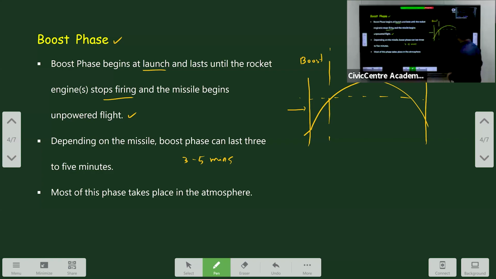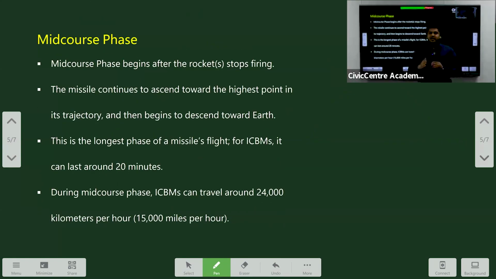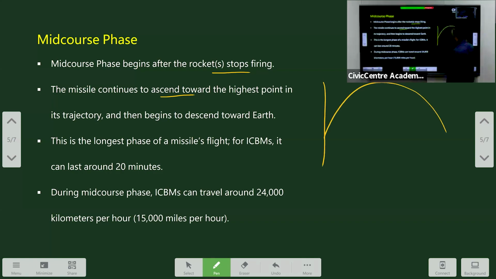Now, talking about the second phase, which is nothing but the mid-course phase. The mid-course phase begins once the missile starts the unpowered flight. After the rocket engine stops firing, this missile continues to ascend towards the maximum height, because the trajectory the missile is going to follow is elliptical. This is the maximum height. So even though the engine stops firing, the missile is going to reach the maximum height, and even in the same phase, the missile starts descending.